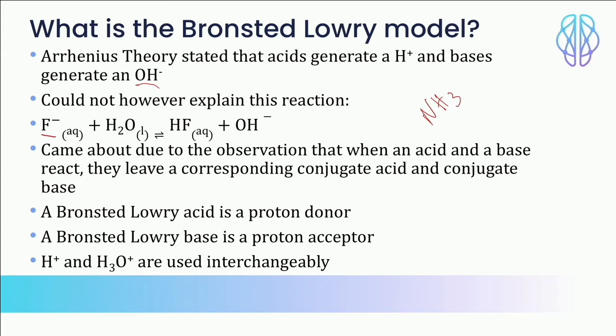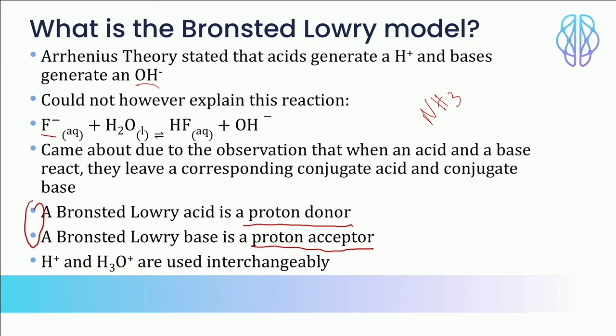Hence, two clever scientists, Bronsted and Lowry, made up a new model. This came about due to the observation that when an acid and a base react, there is a corresponding conjugate acid and conjugate base. These are two very important terms that you need to get familiar with. The main takeaways, the absolute high yield for your exams, are these two points here. So a Bronsted-Lowry acid is a proton donor, so it likes giving protons, and a Bronsted-Lowry base is a proton acceptor, so it likes accepting protons.